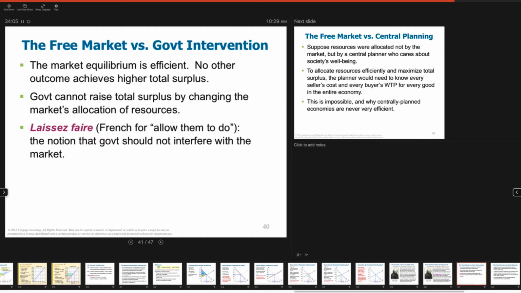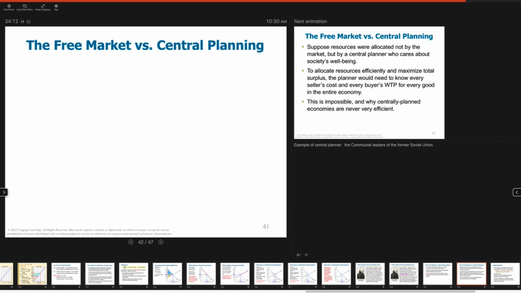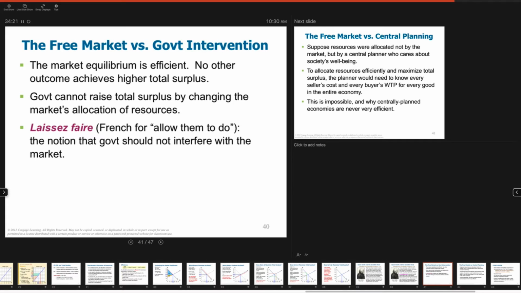Laissez-faire is basically an economic term saying keep the government out of business. The government should not interfere with the business, interfere with the market. If we still used laissez-faire in this day and age, would we still be like the industrial revolution pretty much? No. Society would not allow it.